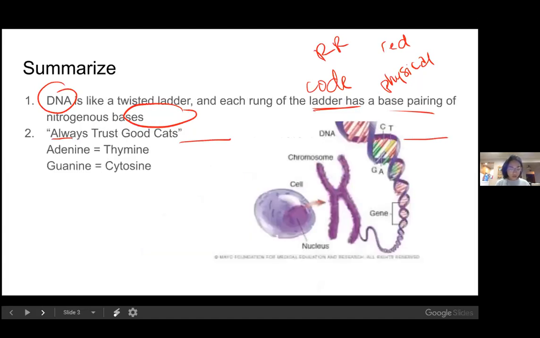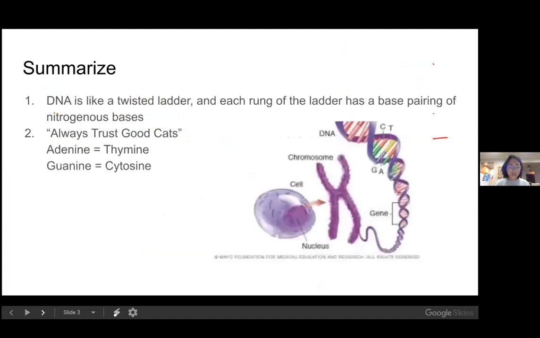All right, some other things that we learned. DNA is like a twisted ladder, and each rung of that ladder has a base pair, which we call nitrogenous bases, but you just need to know that they are called base pairs. And the way that we remember what pairs up with what is always trust good cats, because if you split it down the middle, adenine always pairs up with thymine, guanine always pairs up with cytosine.